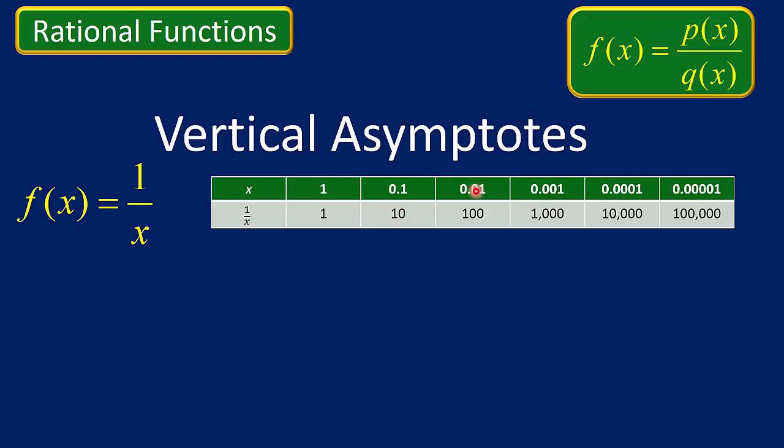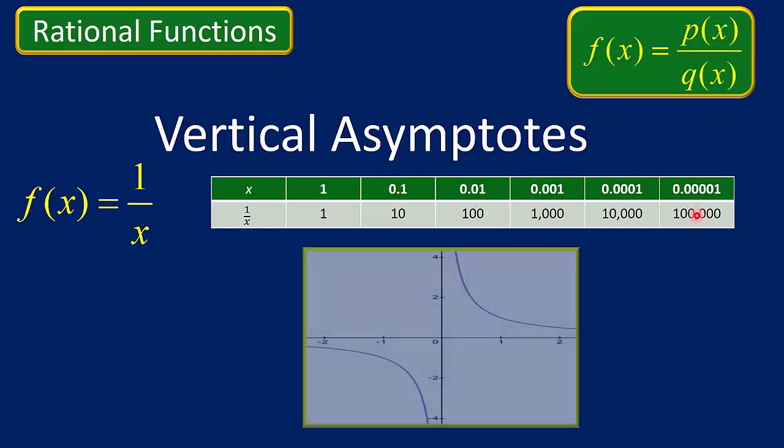You see how this is going. 1 over 0.01 is 100. 1 over 0.001 is 1,000. You can see how it goes. But notice, as I get closer and closer to 0 for the x's, the function gets larger and larger and larger. And I could have kept going here, I just stopped. But what happens is we get a graph that looks like this.